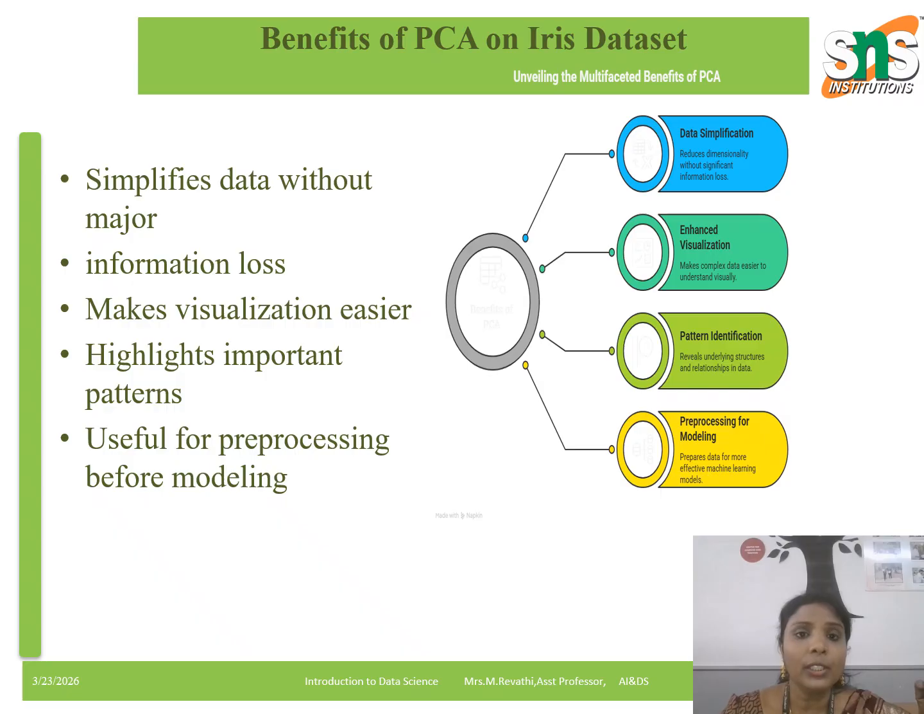Next we see the benefits of PCA in the Iris dataset. PCA reduces the number of features without losing much important information. It makes visualization easier, especially in 2D or 3D. It helps us find important patterns in the data. It is also useful before applying machine learning models. So PCA simplifies the dataset.